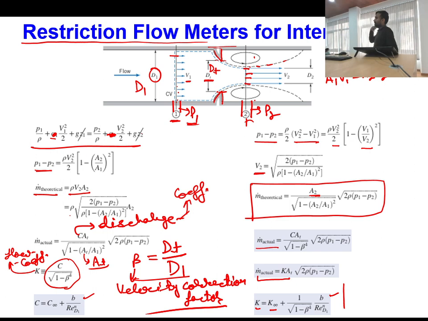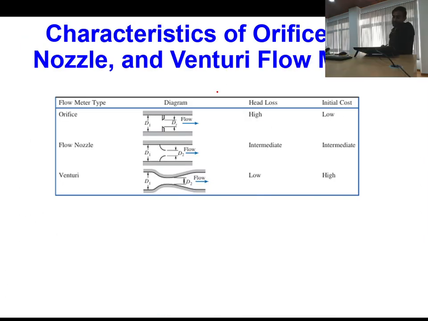Now, from the application point of view, people have tried different types of restrictions for measuring the flow rate. So, what are the different possibilities for making these restrictions? You can see them over here. We can have three different types of restriction. One is called the orifice type restriction, second is called the flow nozzle, and third is called the venturi type restriction. You can see the corresponding schematic diagram.